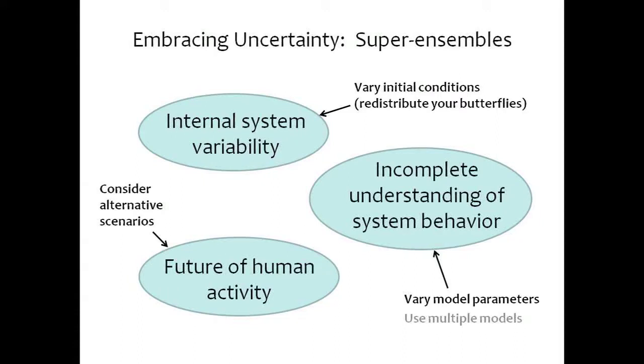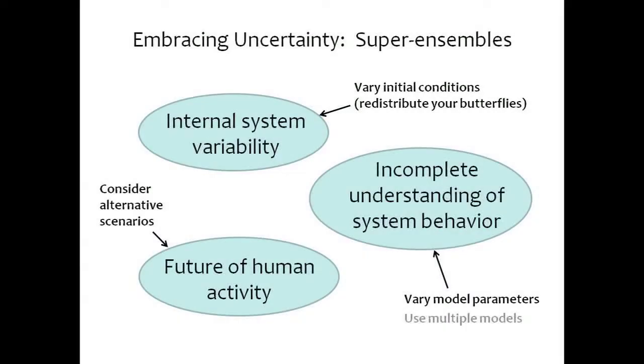To deal with our incomplete understanding of system behavior, what's frequently done is to use a suite of climate models. Our approach is a little bit different. We only have one climate model, so what we do is we vary the model parameters within that model, with the understanding that we don't really know what the exact parameterization should be. So it's essentially tuning the knobs and rerunning the model with different tunings.